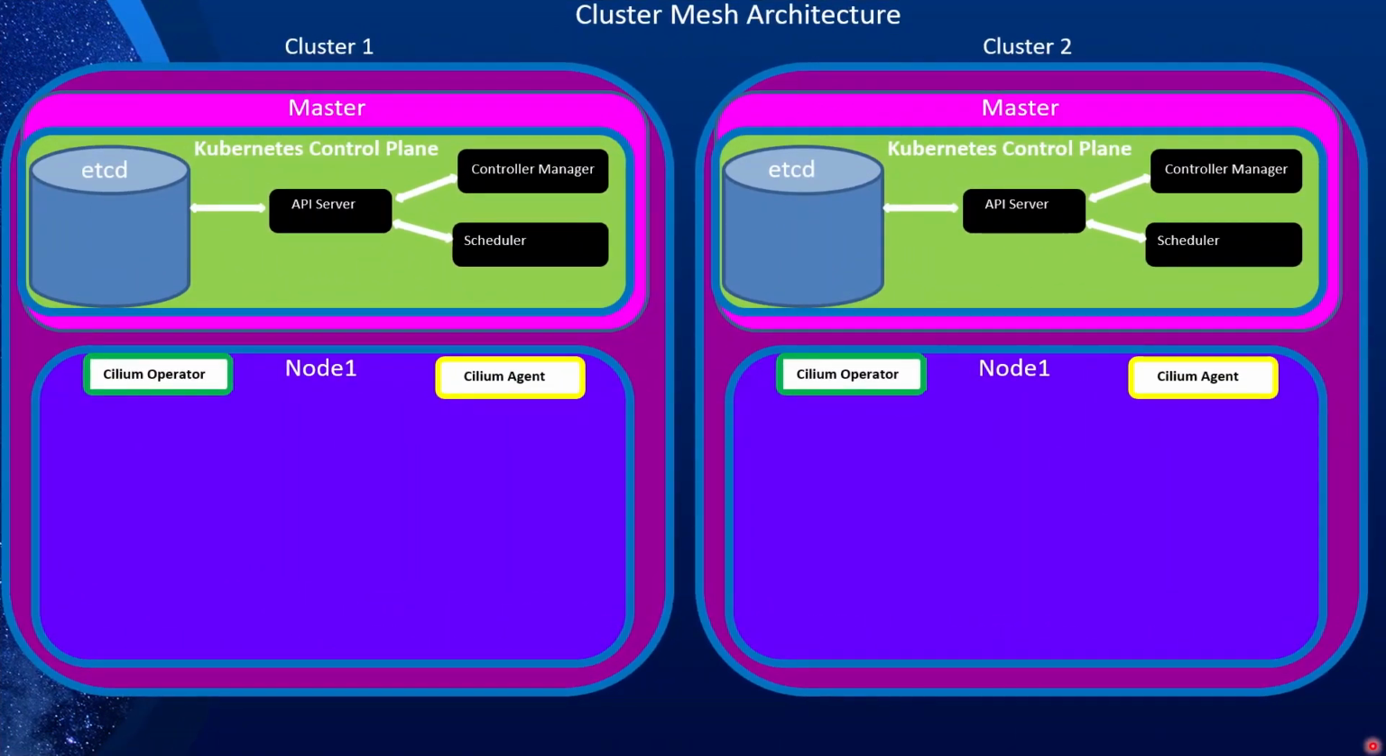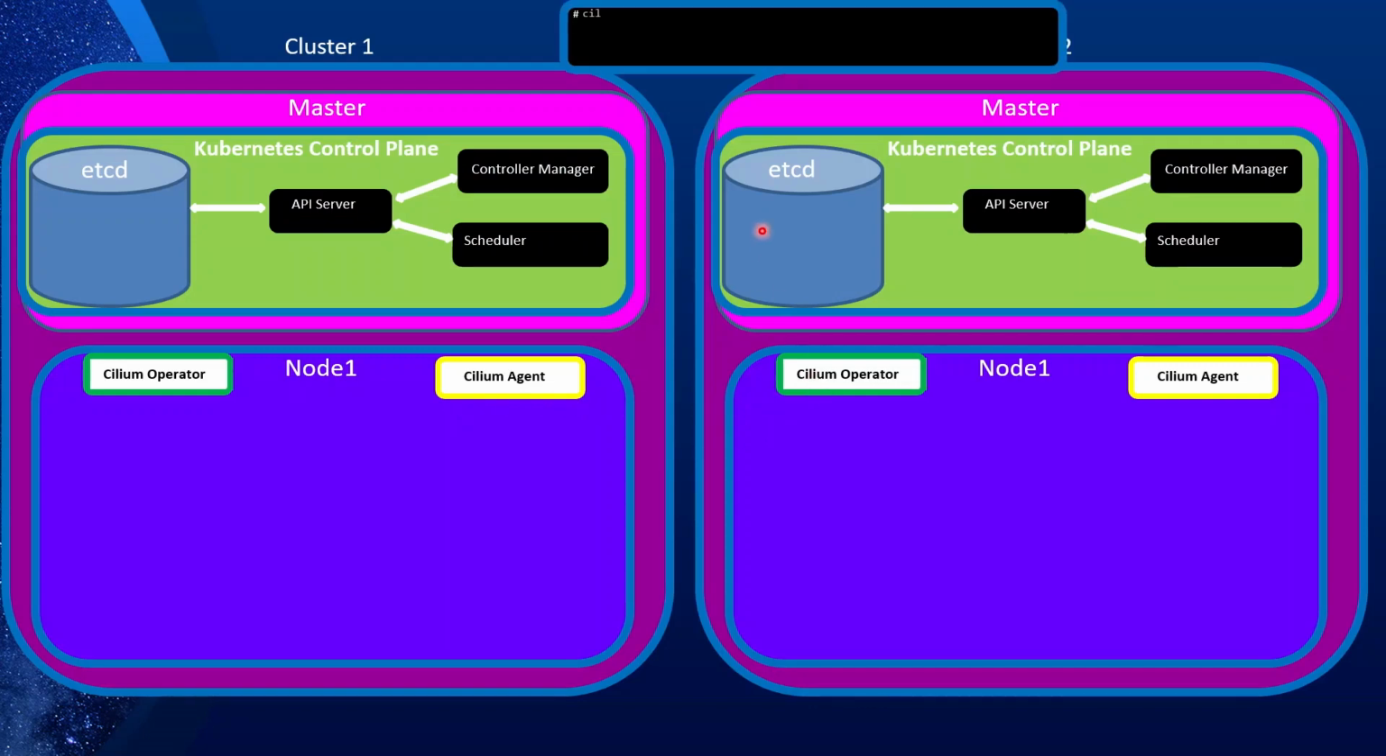Now let's take a look at the cluster mesh architecture. Again, suppose we have, for simplicity, two clusters, cluster 1 and cluster 2. Each cluster has a master and node 1. I'm kind of replicating it here. So in order to actually establish the cluster mesh between these two, the first thing that we need to do is enable the cluster mesh service on each one of those clusters. So the command is cilium clustermesh enable --context cluster1.